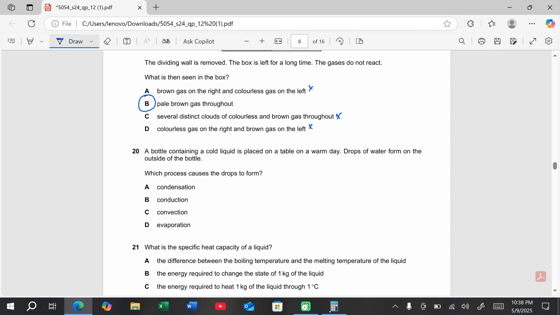Question 20. A bottle containing a cold liquid is placed on a table on a warm day. Drops of water form on the outside of the bottle. Which process causes the drops to form? That is condensation, because the warm vapors from the outside air condense.